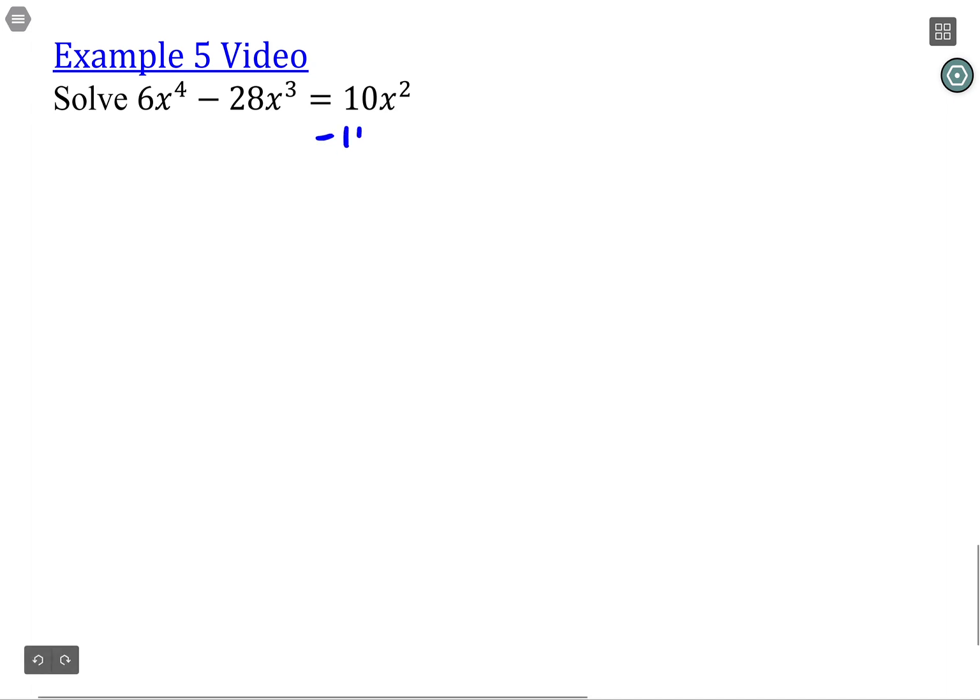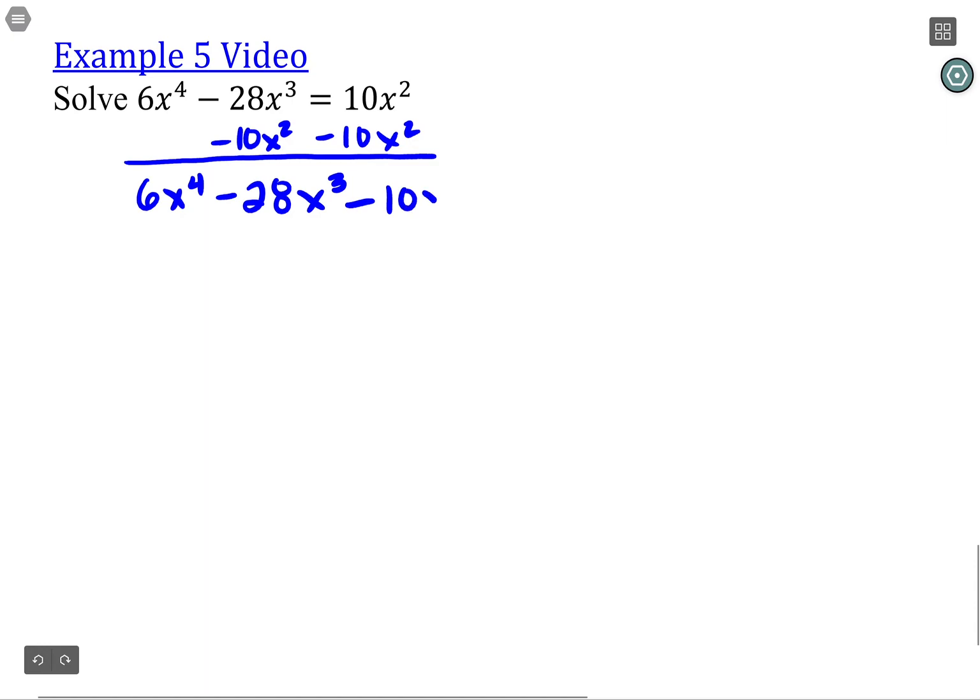So I'm going to subtract that 10x squared from both sides. Notice that doesn't have a like term over here. I have a 6x to the 4th minus 28x cubed. Neither one of those has an x squared, so there's no combining it. You cannot add or subtract things that are not like terms. And like terms means that if they're fractions, they're the same size. If they have variables, they're the exact same variables with the exact same powers. We can't have anything different except the numbers out in front.